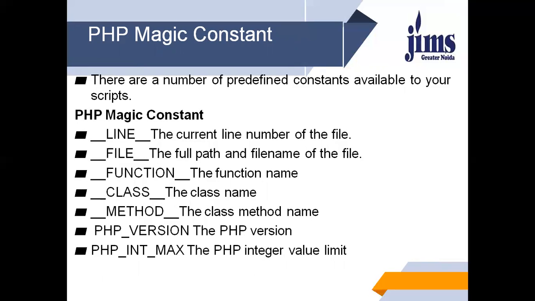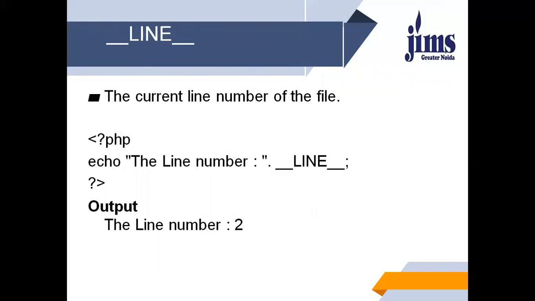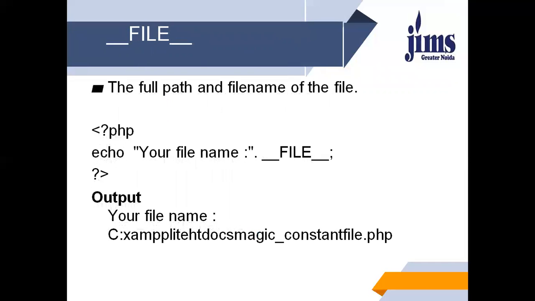Let's see them one by one. So here, the current line number of the file: echo line number, then underscore underscore LINE underscore underscore. So the output will be the line number 2. Then next FILE, the full path and the file name of the file. So echo your file name and then FILE. So the full path and the file name of the current file will be displayed.